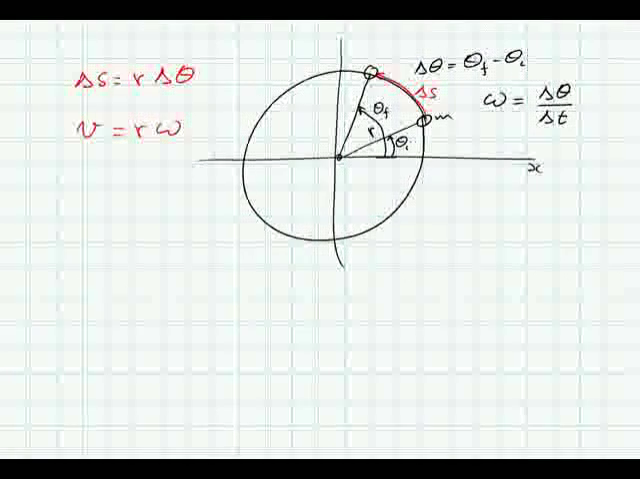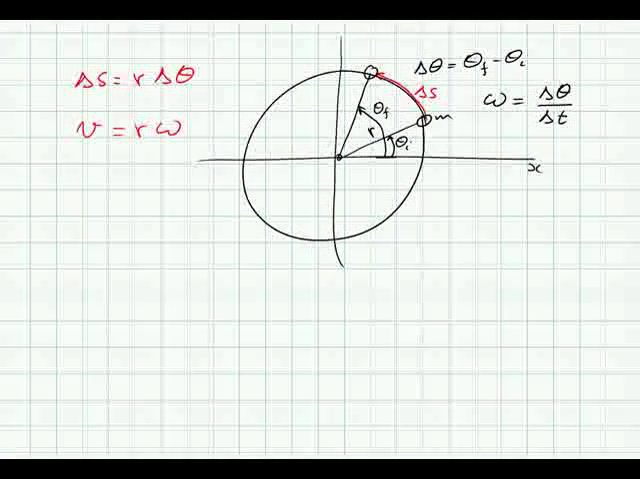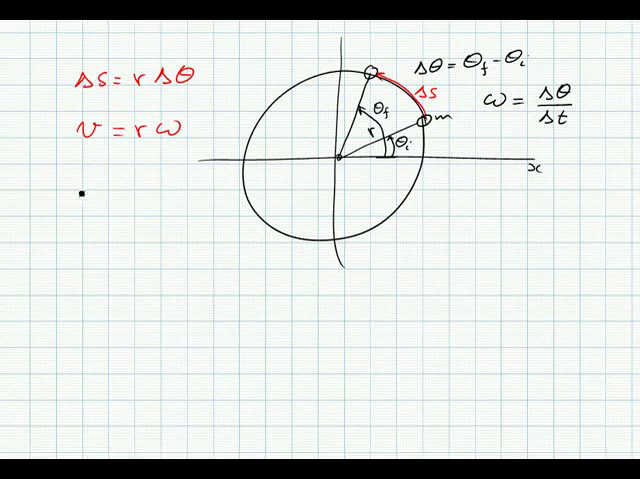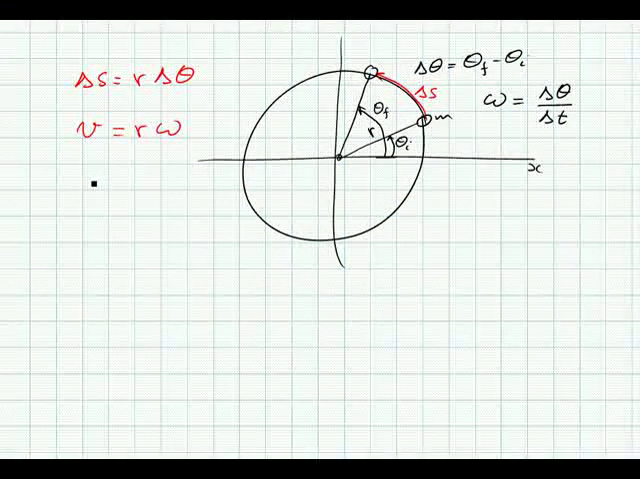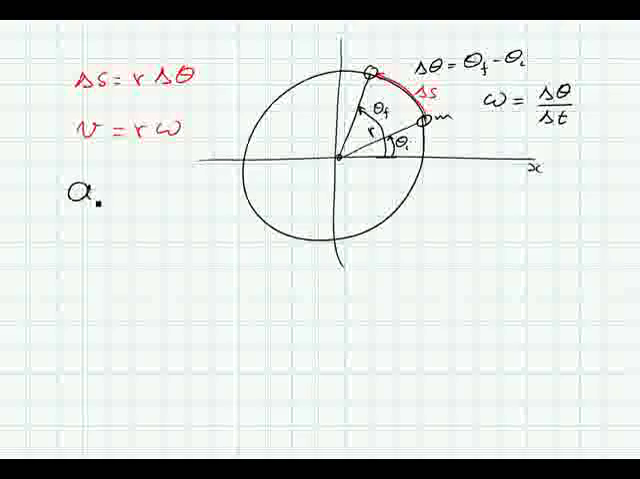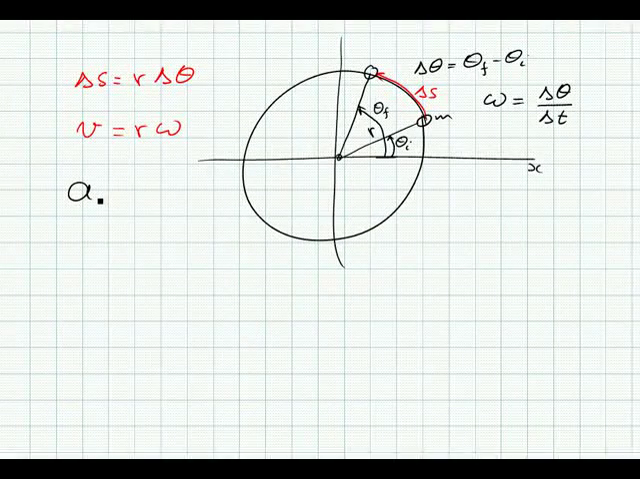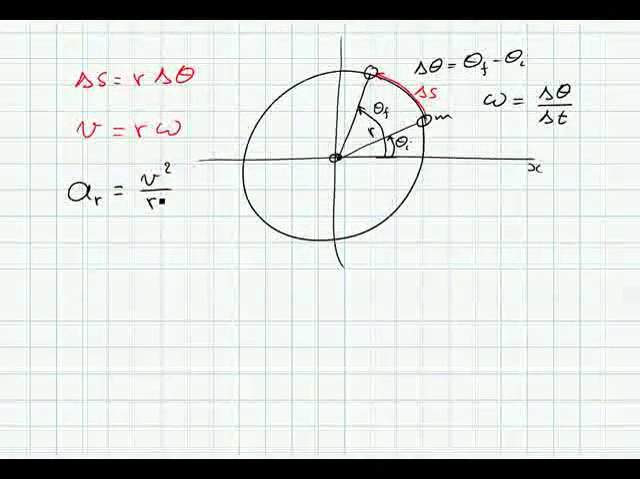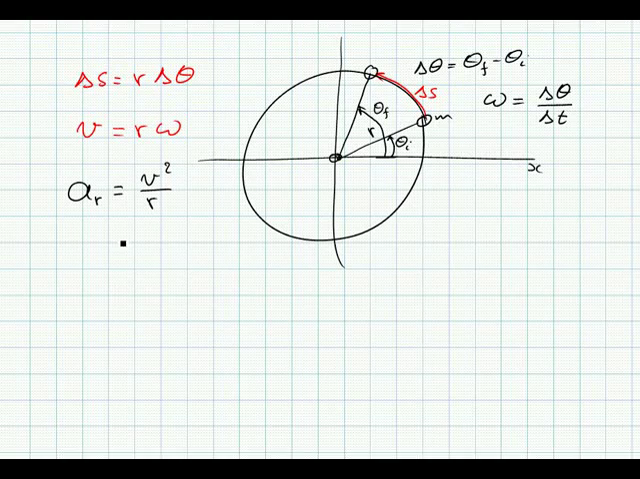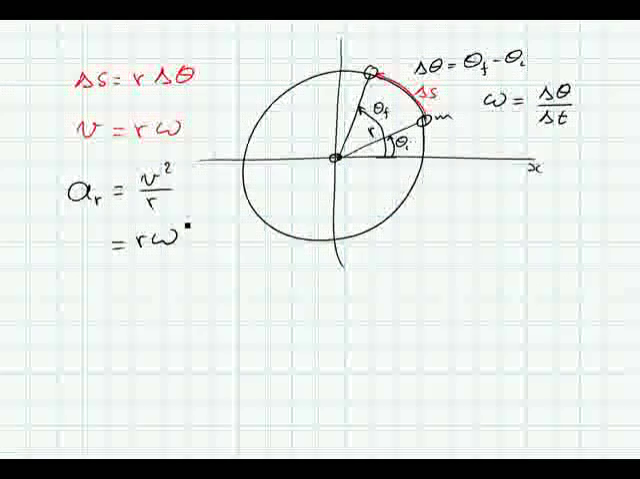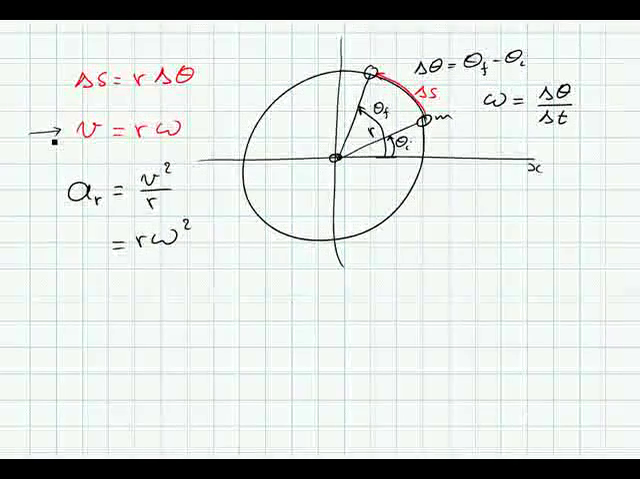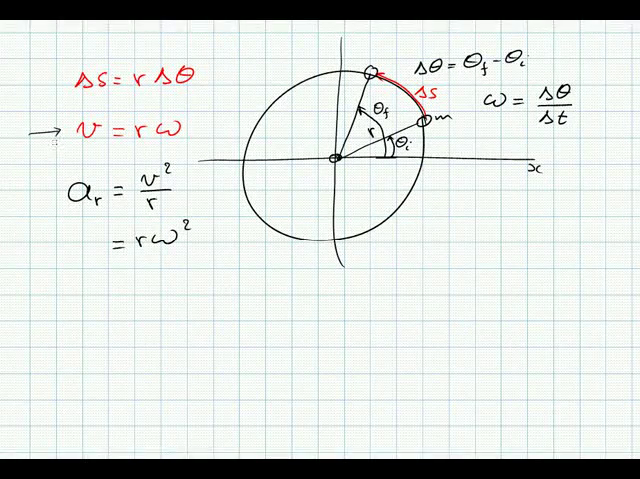We also showed that there must be a radial acceleration acting on the object to maintain it moving in a circular path. The radial acceleration points towards the center of the circle at all times, and its magnitude is given by the speed of the object squared divided by r, which you can also write as r omega squared because of this relationship up here.